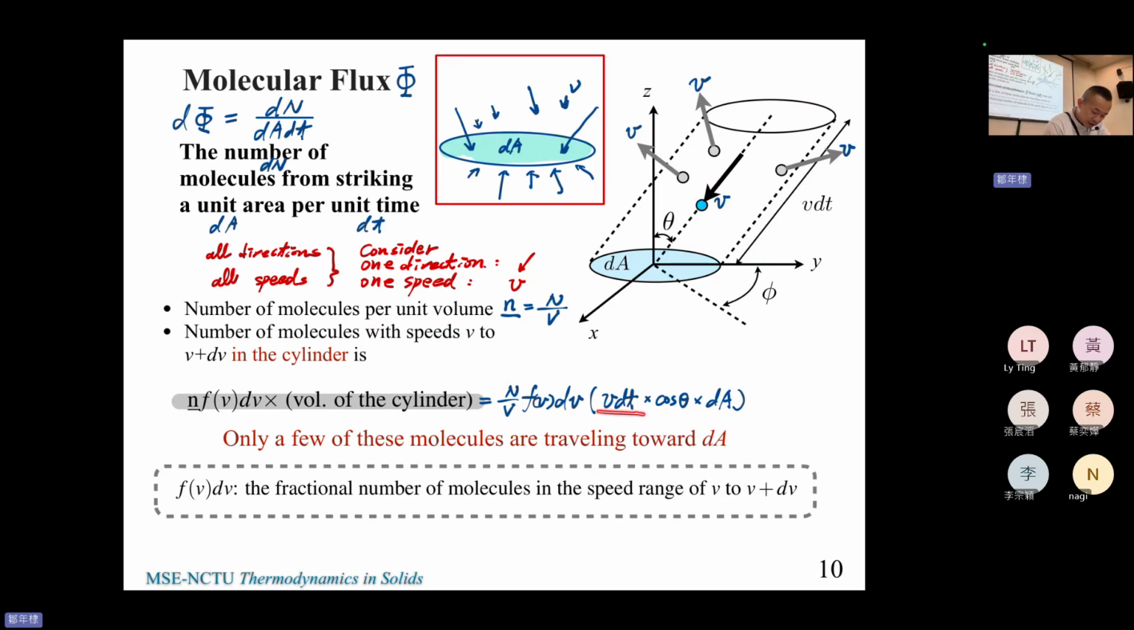V dt needs to become the height, so the height needs to be multiplied by cosine theta. Theta is the angle between the z-axis and the velocity direction. All right, times dA.